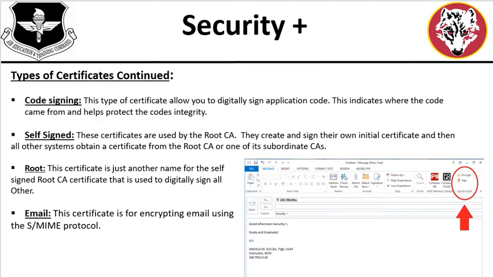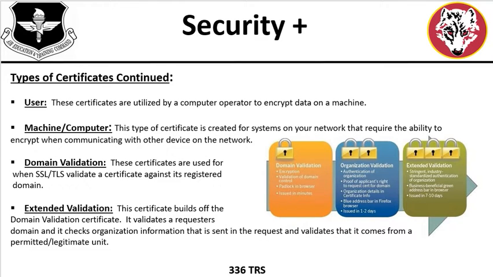Then we have email. This certificate is for encrypting email using the S/MIME protocol. So in Outlook, if you have digital certificates on your network and you want to send a digitally signed email, or if you want to actually encrypt your email, then you will be using this type of certificate, an email certificate.